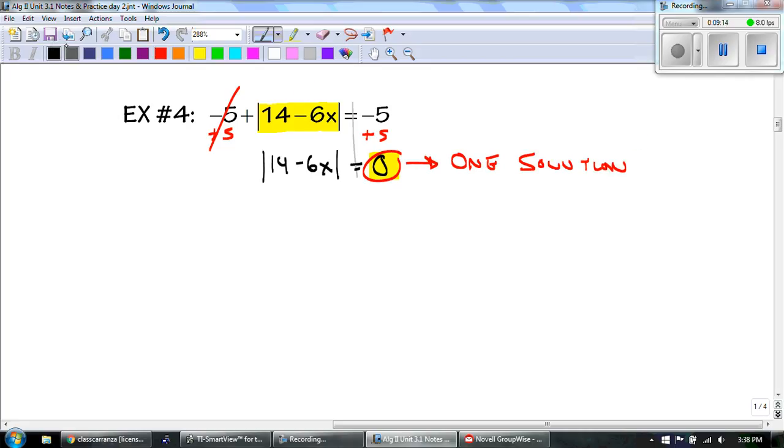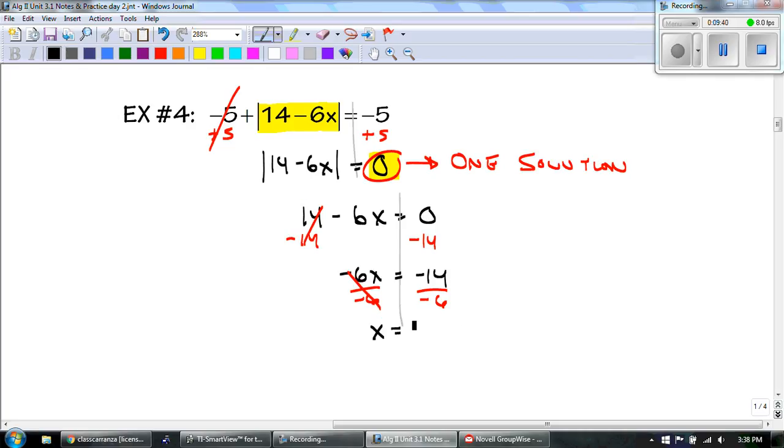Okay, so find out what it is. I'm going to set that equal to 0 and solve. Okay, we need to subtract the 14 from both sides. We get -6x equals -14. And then divide both sides by -6. And we get x equals 7/3. I divided them both by 2.